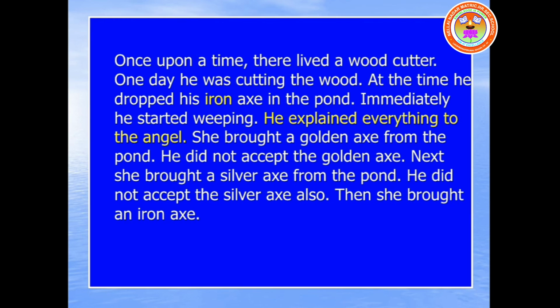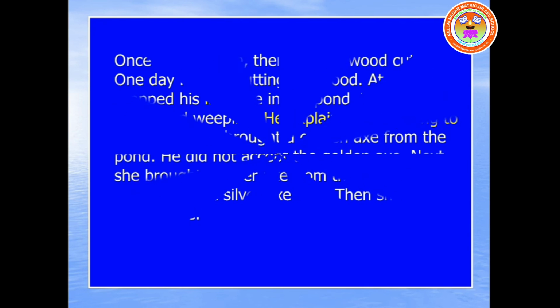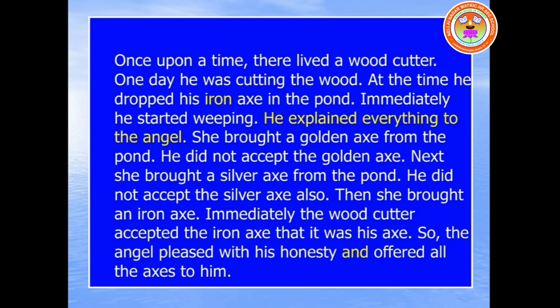Next, she brought a silver axe from the pond. He did not accept the silver axe also. Then she brought an iron axe. All these sentences are connected, so we don't want to include any other sentence. Immediately, the woodcutter accepted the iron axe, that it was his axe.